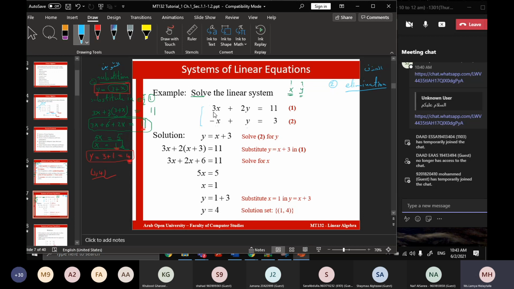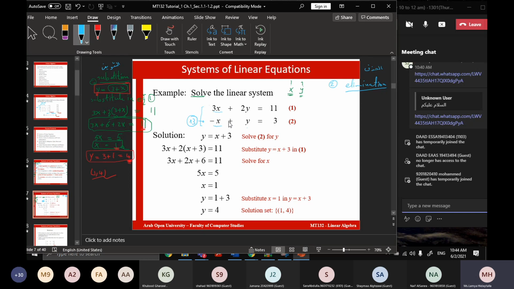طيب, to remove the x, since this is 3x, I want this to be minus 3x. So what comes to your minds? I will multiply this side times 3. So it's going to be شنو? It's going to be خلينا في الأول أضربها. I will multiply times 3. Which equation? This equation.